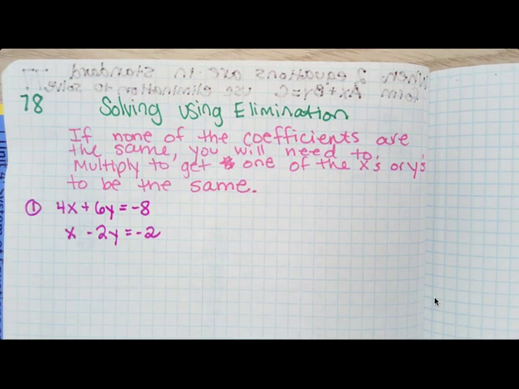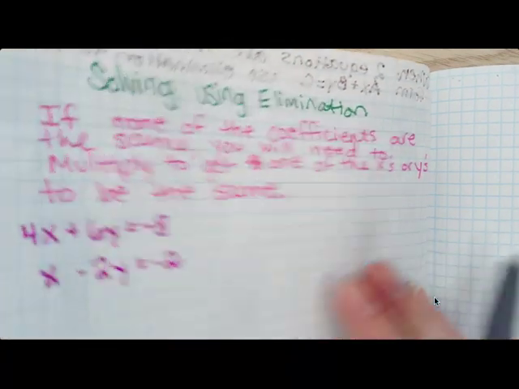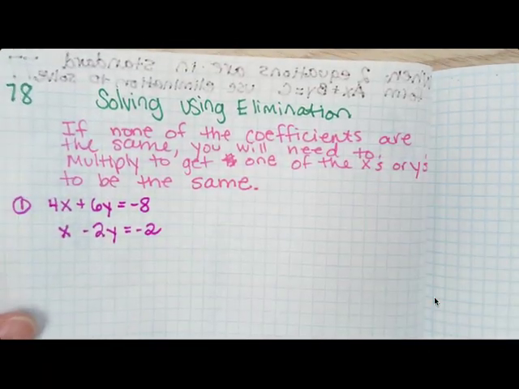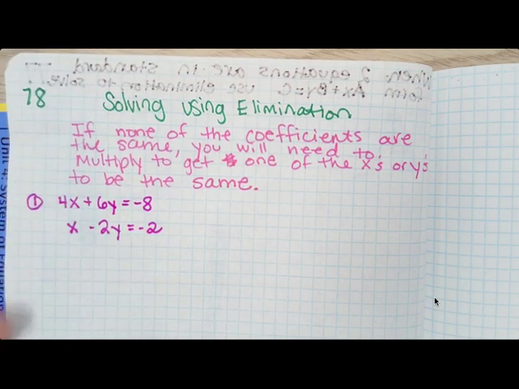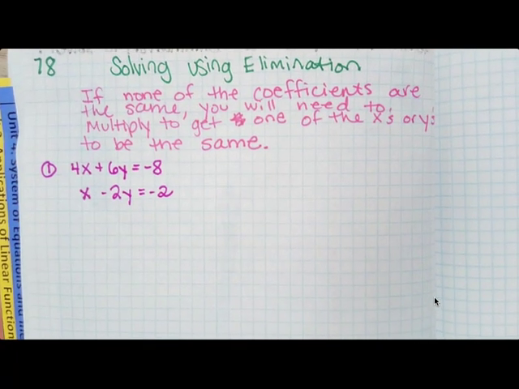So we're solving with elimination, and we're writing this on page 78. If none of the coefficients are the same, you will need to multiply to get one of the x's or y's to be the same. So we had the last notes that we took yesterday. We could just add to cancel out one of the variables or subtract to cancel out a variable. But in this case, we can't do that.